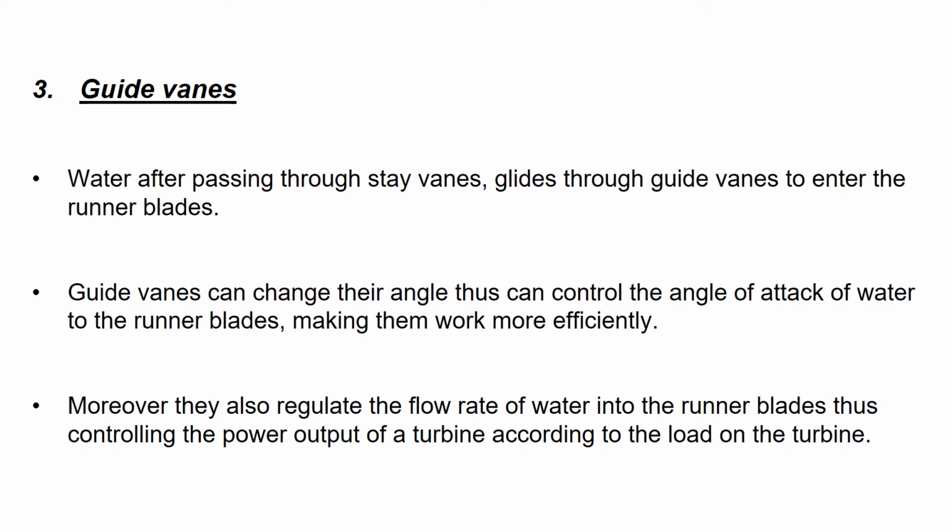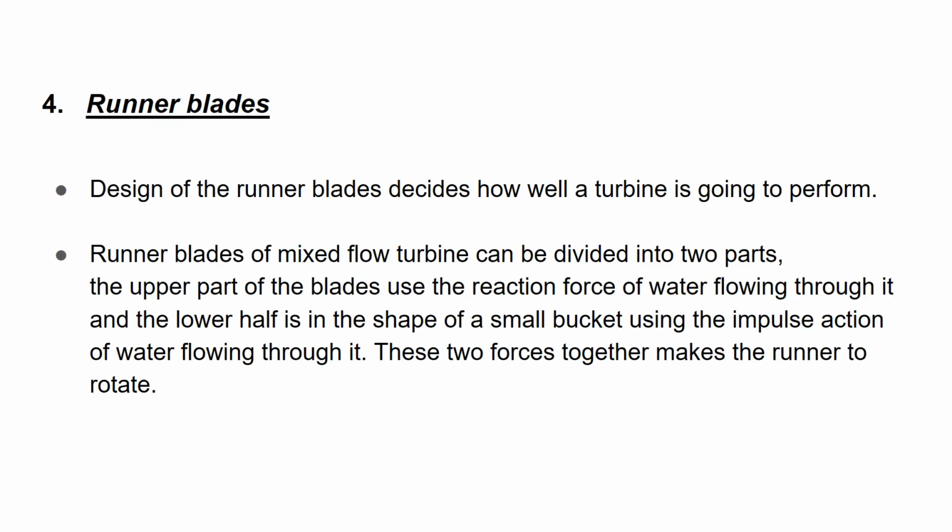Here water passes through the stay vanes and then it reaches the guide vanes before it enters the runner blades. So guide vanes, unlike stay vanes, can change their angle and control the angle of attack to the runner blades, making them more efficient. And also they can regulate the flow of water depending upon the power required, power output of a turbine.